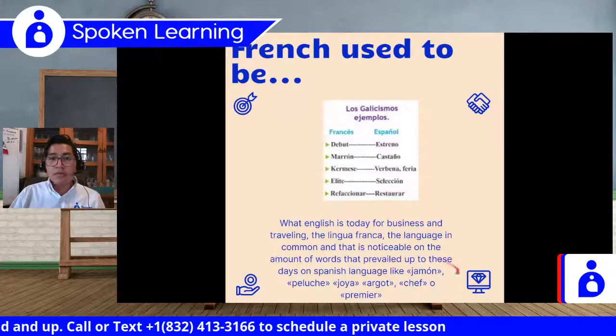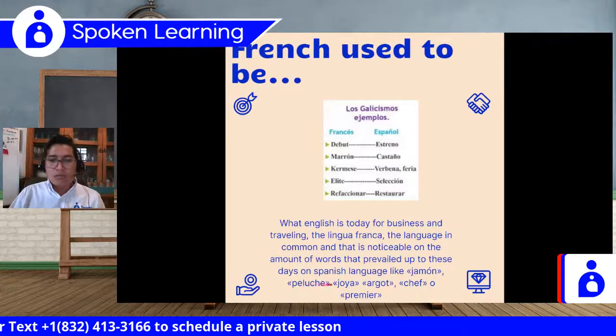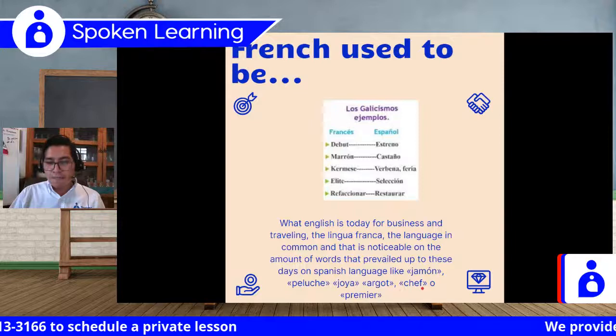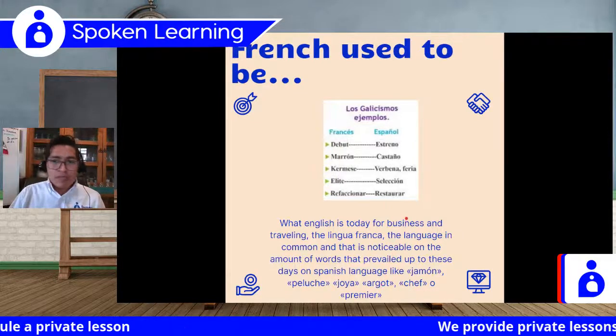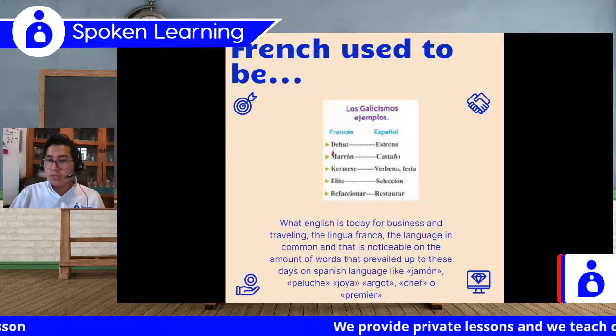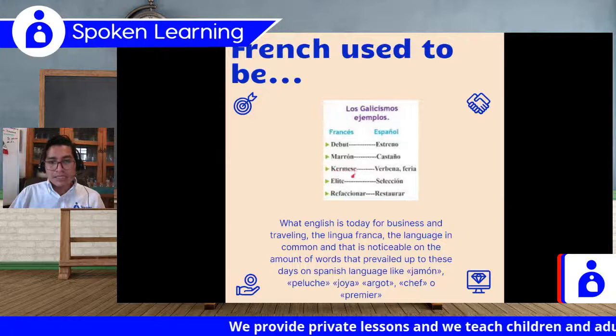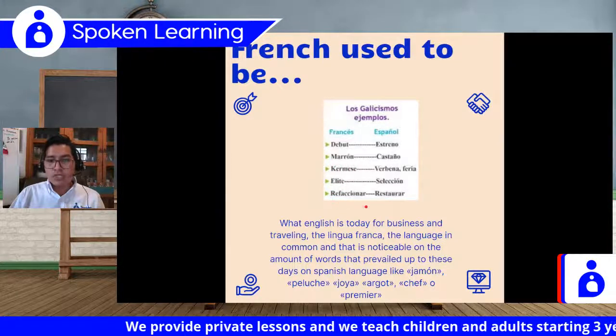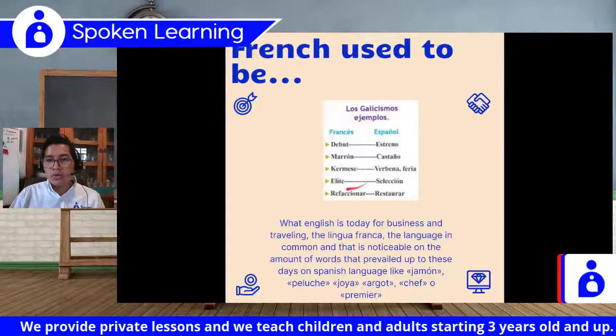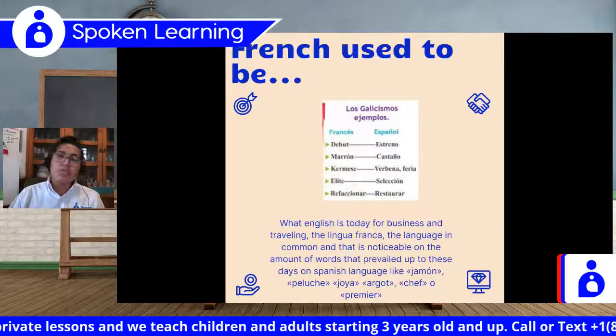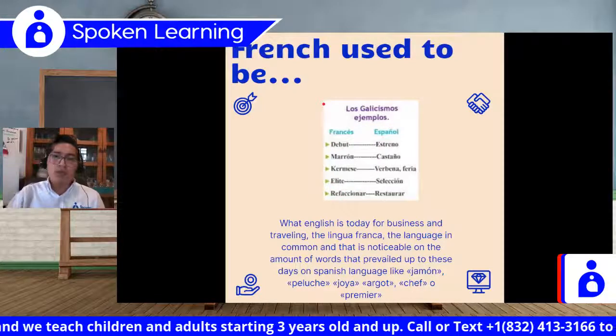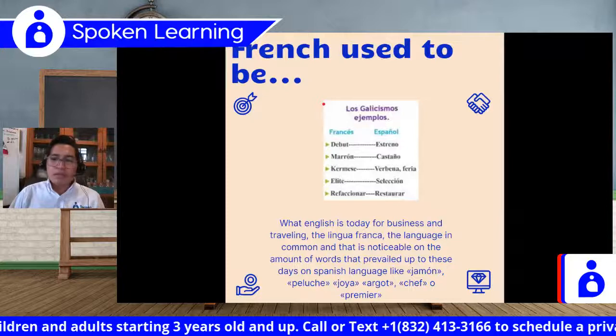Jamón, it's a word that comes from French. Peluche, joya, argot, chef, or premier. We have some others in here. Debut, marrón, kermés, élite, refaccionar. And now all of these words are very much into the Spanish language in some way or another. We use them very often.